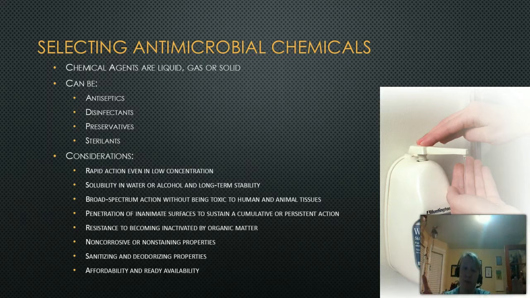Penetration is always important as well. How can it kill if it can't get through to wherever it needs to be on the permeable surface? You want it to also be resistant to being inactivated. So if I were to put it on the bench top, I don't want it to react with the bench top and become inactivated. So that's another consideration for it. You don't want it to be corrosive to your surface because otherwise you're going to be replacing your countertops or your surface tops really often. So you want that to be good too. And sanitizing, deodorizing properties, does it actually do that? Does it work? And is it affordable and is it ready to use? Is it easy to use? Those are all considerations we have when we look at types of chemicals.